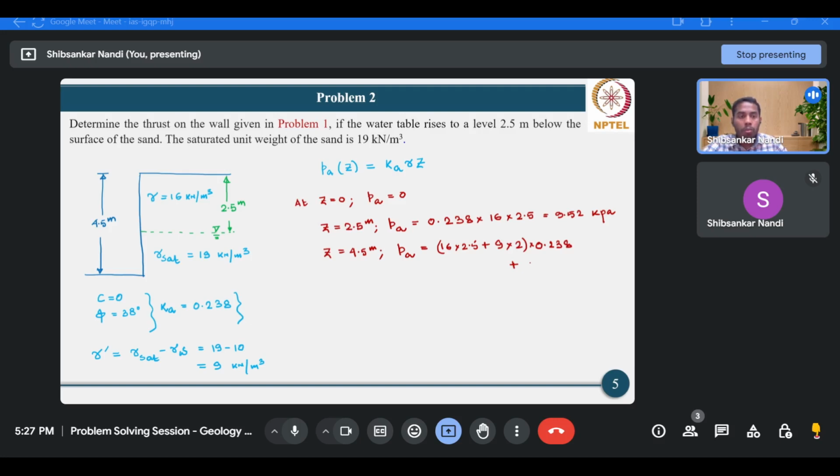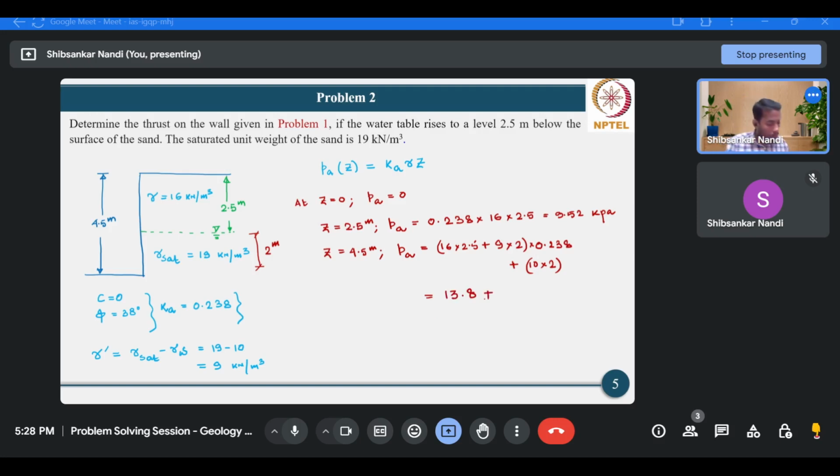So gamma W you can take 10, and for this problem, at the base of the wall, this height is 2 meter. So 10 multiplied by 3. Okay, so we'll calculate in a part by part fashion. So the first component will be 16 into 2.5 plus 9 into 2 multiplied by 0.238, that is 13.8.